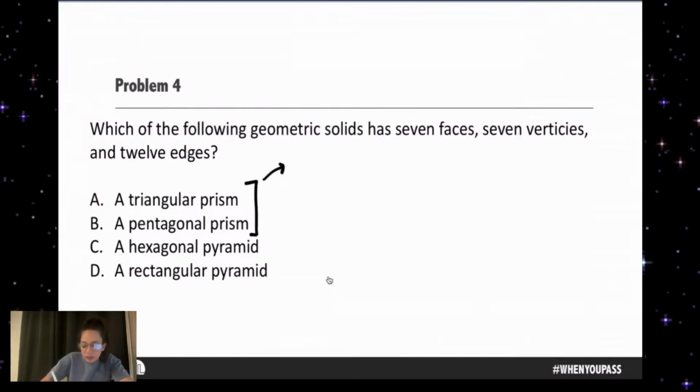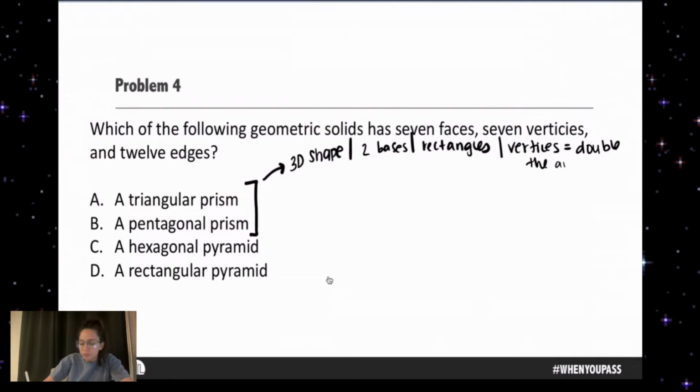is a 3D shape with 2 bases, 2 identical bases, and rectangles surrounding it. The number of vertices equals double the amount of vertices of the base. And you'll see why in a minute.